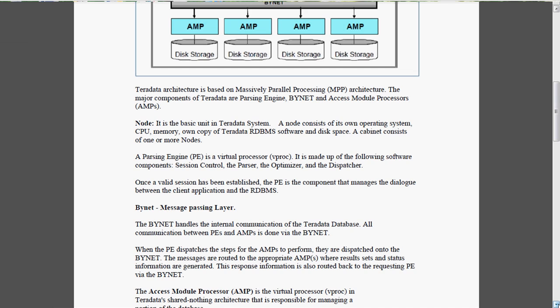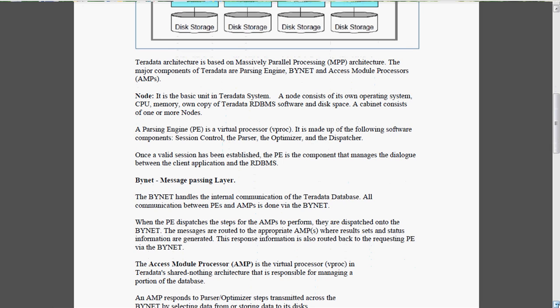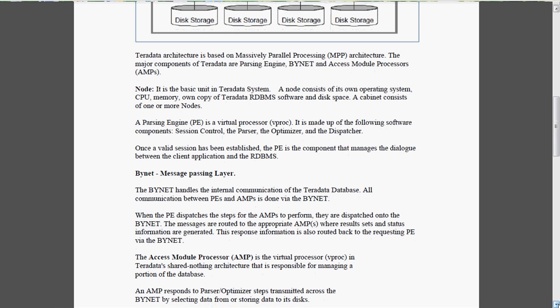through BYNET. Okay, what exactly is this access module processor? The access module processor is also a virtual processor that is responsible for managing a portion of the database. Each AMP has its own disk. So whenever the request comes from the client through PE, that AMP retrieves the data from the disk and sends it to the PE, and from PE it is passed to the client.